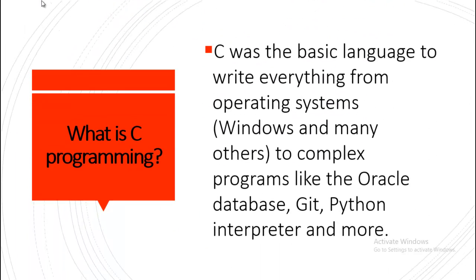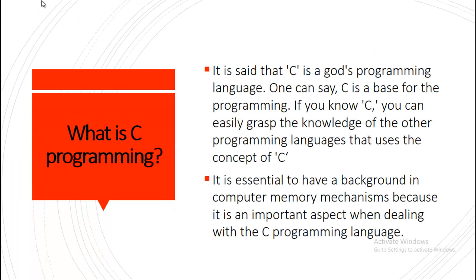What is C programming? C was the basic language to write everything from operating systems, Windows and many others, to complex programs like the Oracle database, Git, Python interpreter, and more. It is said that C is God's programming language. One can say C is a base for programming.